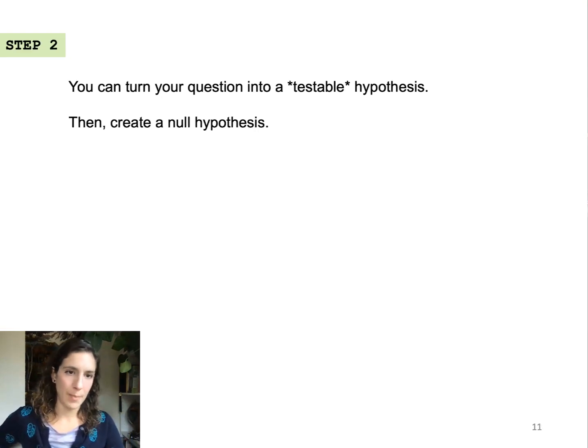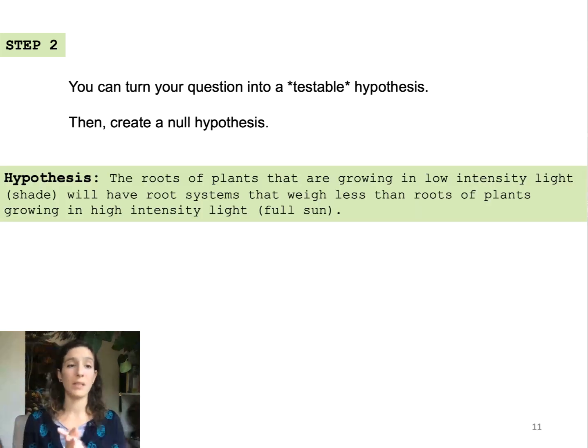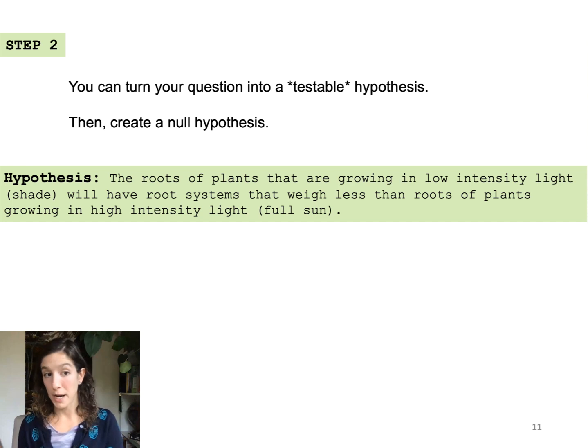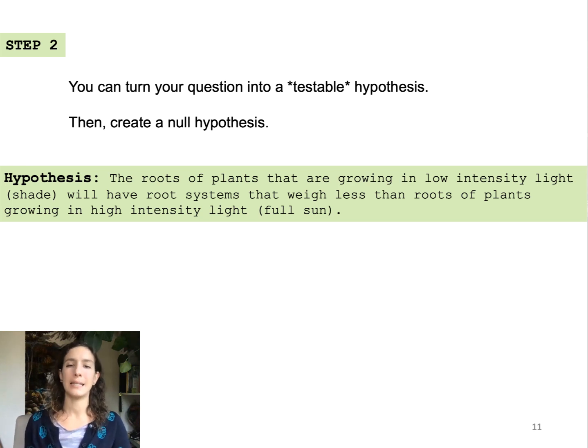Okay, so the next step is to turn this question into a testable hypothesis. A hypothesis must be a full sentence, it must be testable, and then we'll create a null hypothesis. So my hypothesis here, based on my observation and my question, is the roots of plants that are growing in low intensity light, shade, will have root systems that weigh less than roots of plants that are growing in high intensity light, which is full sun.